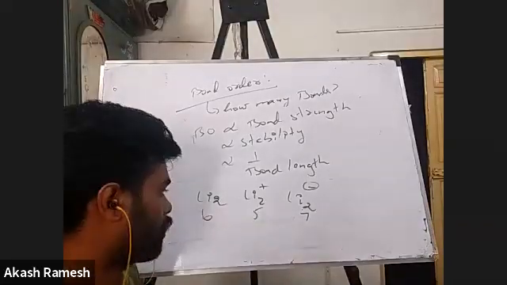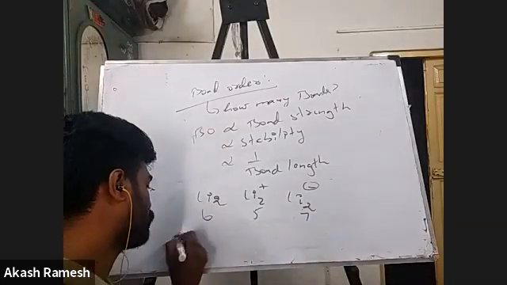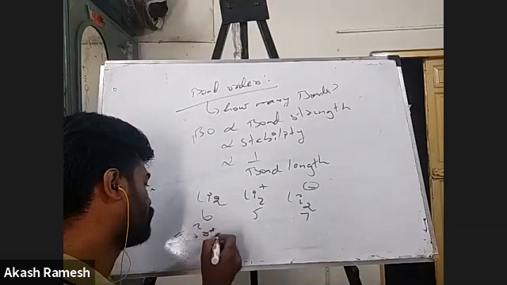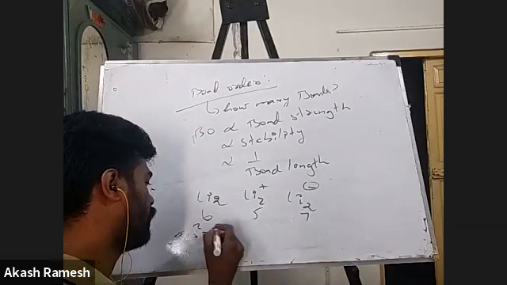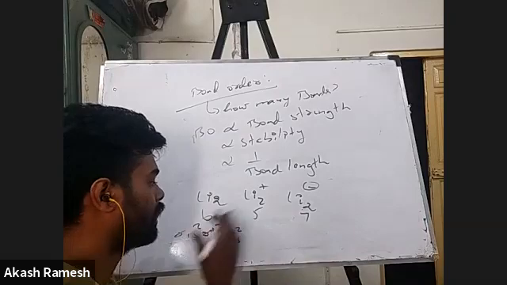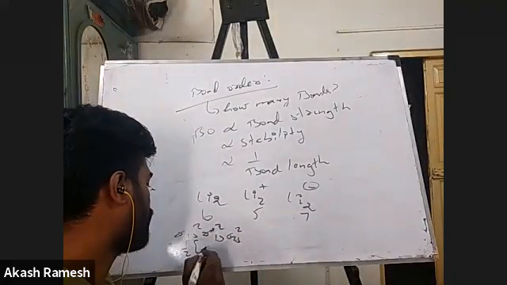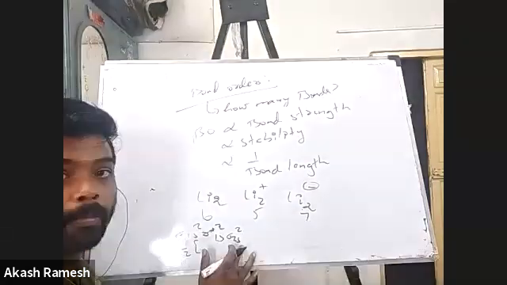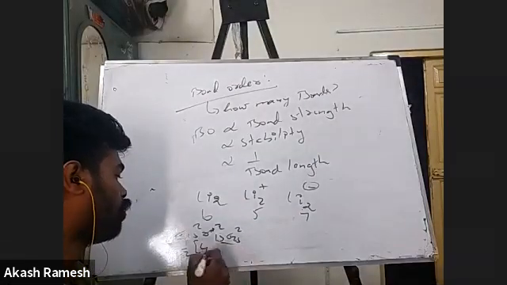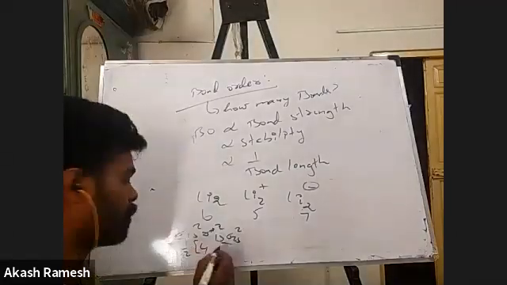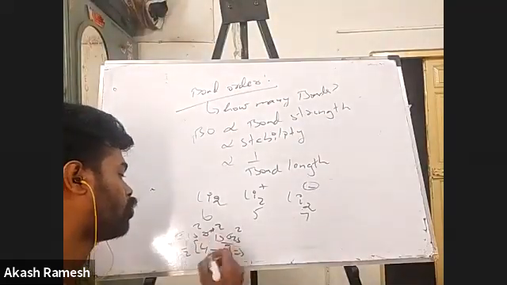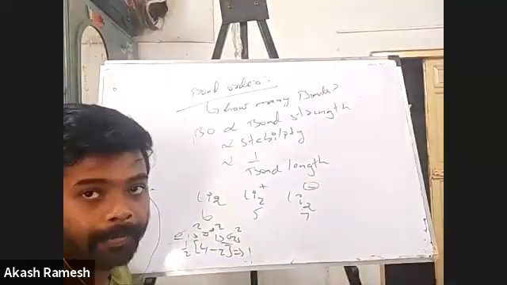But let me write the configuration. So it's 6. So it's sigma 1s2, sigma star 1s2, and your sigma 2s2, right? Let me calculate the bond order here. Half into total number of electrons in bonding. So 2, 4, 4. And there are 2 electrons in anti-bonding. So 4 minus 2 is 2. 2 by 2 is 1. Bond order is 1.